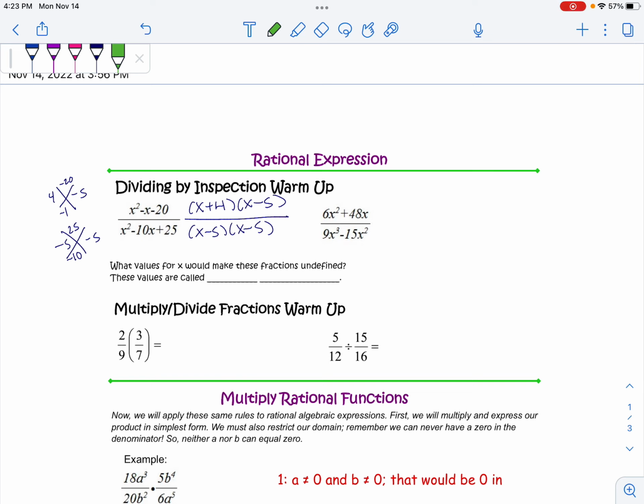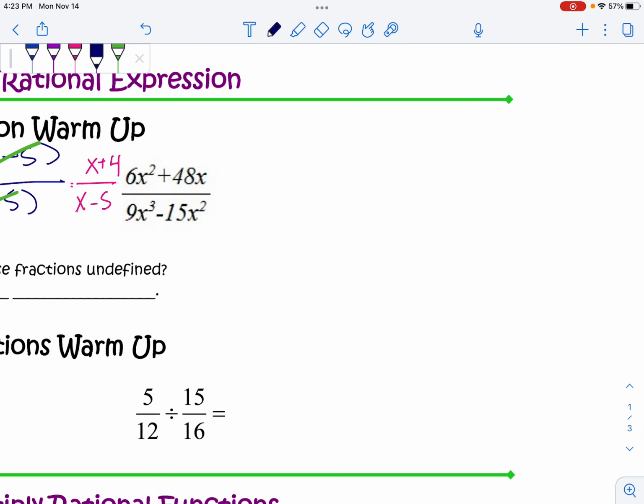From here, the divide by inspection, that is where we just cancel out any terms that the numerator and denominator have in common. So these two would cancel out. Even though there's two x minus 5s in the bottom, I can only cancel them out in pairs, okay? So it only cancels out one. And I'm left with my final answer, which is the x plus 4 in the numerator over x minus 5 in the denominator.